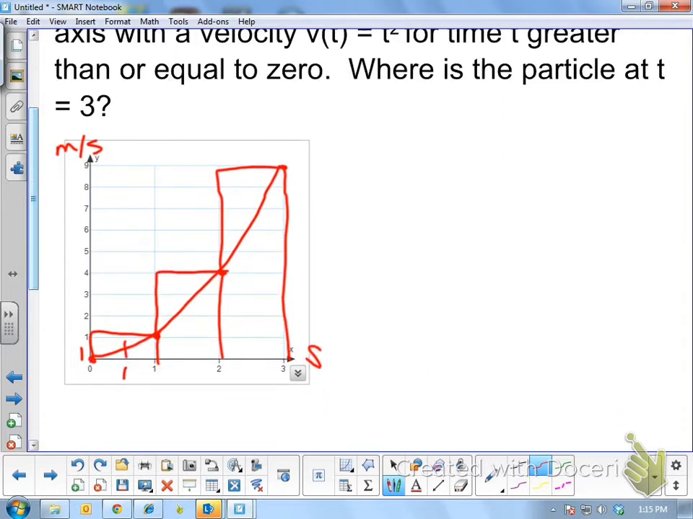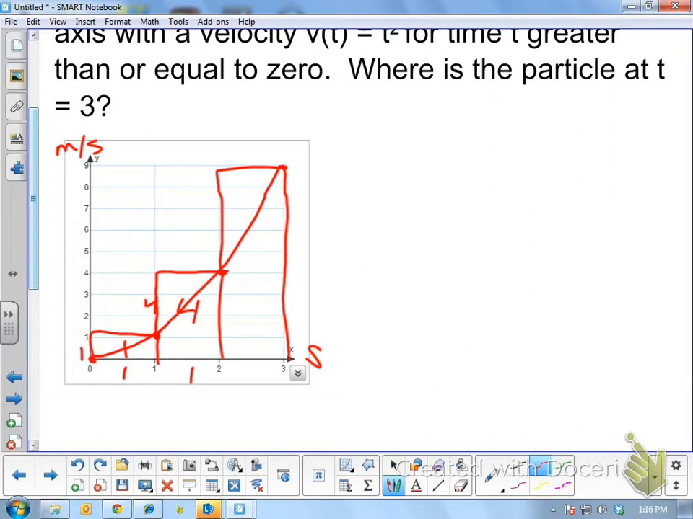What about the second rectangle? Do you square both the 4 and the 2 or just the 2? No, just the 2 squared would give us the height. But how far across? What's the width of this rectangle? 1. From 1 to 2, it's 1. So we have 1 times 4 gives us 4.